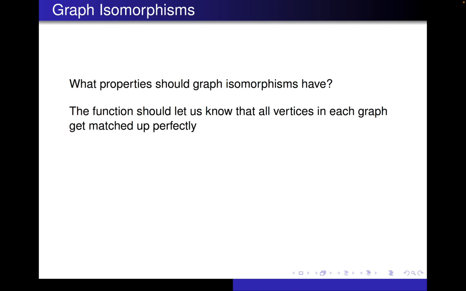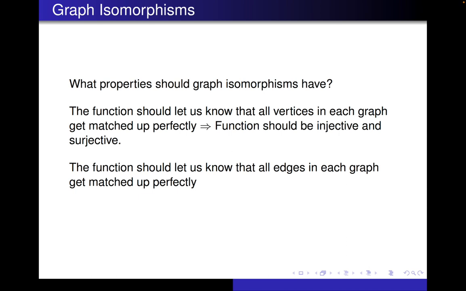So the function should let us know that all the vertices in each graph are matched up perfectly. All the vertices in the first graph should match up perfectly with the second graph. And the only way that can happen is if the function is injective and surjective. If the function is not injective, we'll have one vertex in the second graph playing the same role as two vertices in the first graph. And if it's not surjective, there may be a vertex in the second graph that doesn't play any role at all for any of the vertices in the first graph.